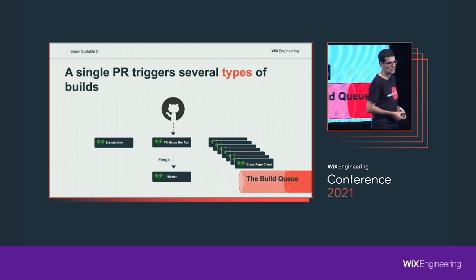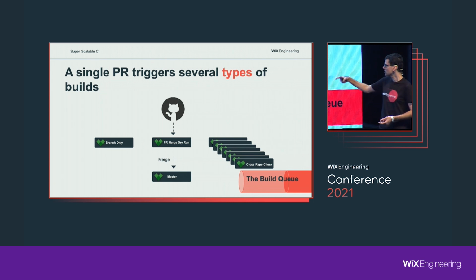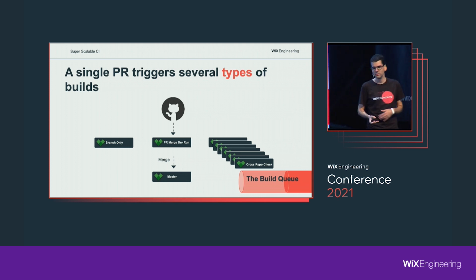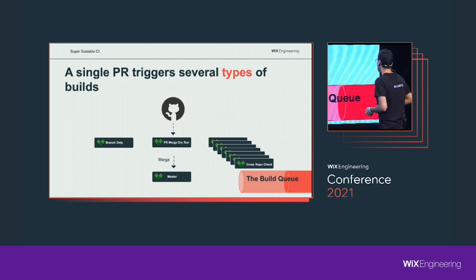That's also very, very simple. The thing is that if you haven't rebased your branch in a while, those two checks, branch only and PR merge, might result in a different outcome because of merge conflicts and whatnot. Now the third type is the most interesting one.